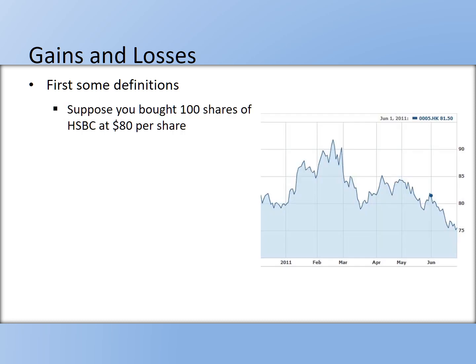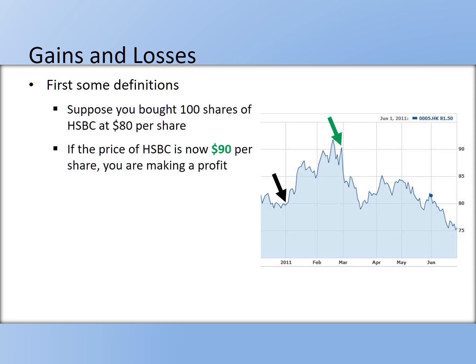So suppose you bought 100 shares of HSBC at $80 per share. Now that's back in 2011. I don't think it's back there yet. It's pretty close. Let's say that's here, right? That black arrow, that's $80. If the price of HSBC is now $90, you are making a profit, right? That's the green arrow. Price has gone up, so you are making a paper profit at least, right?